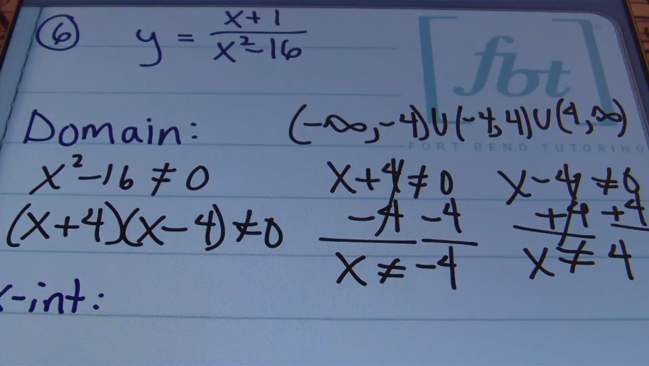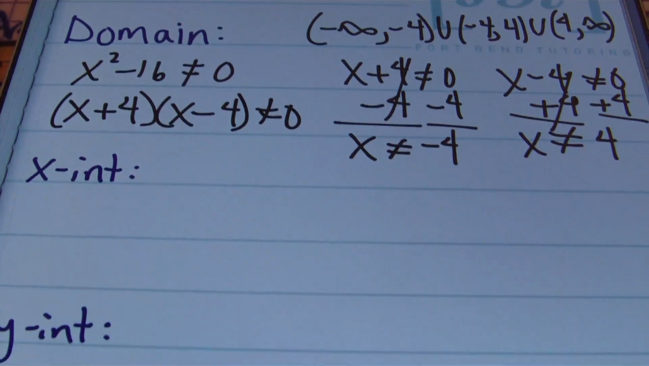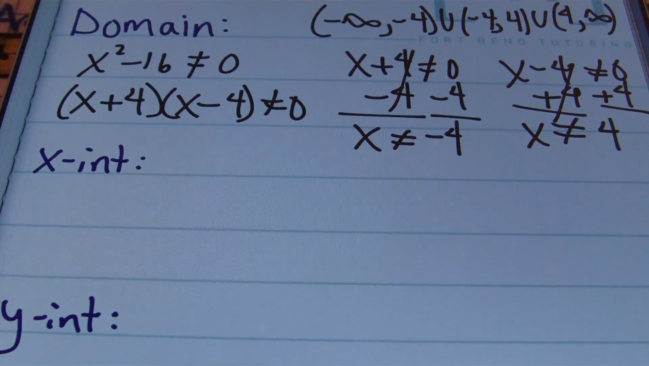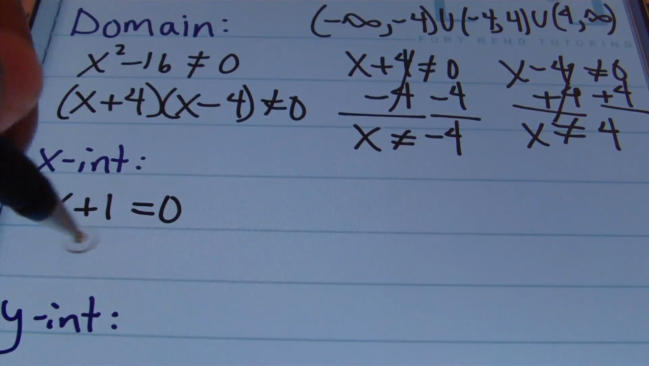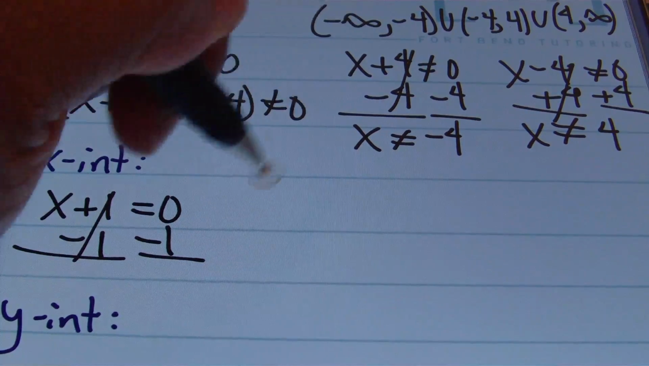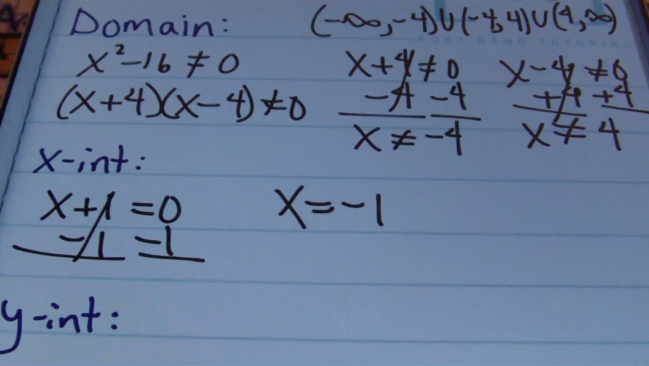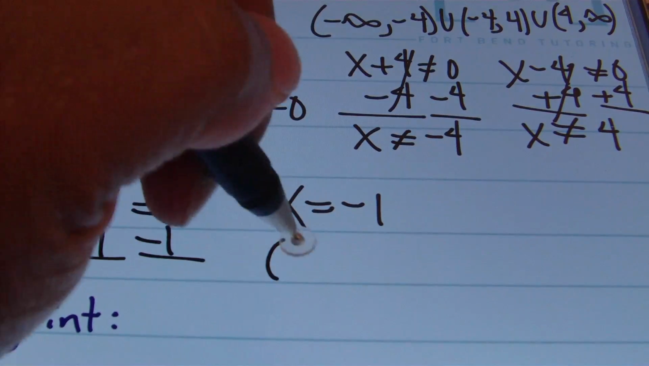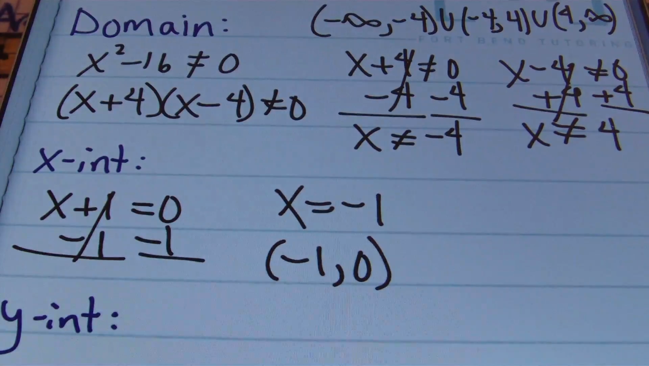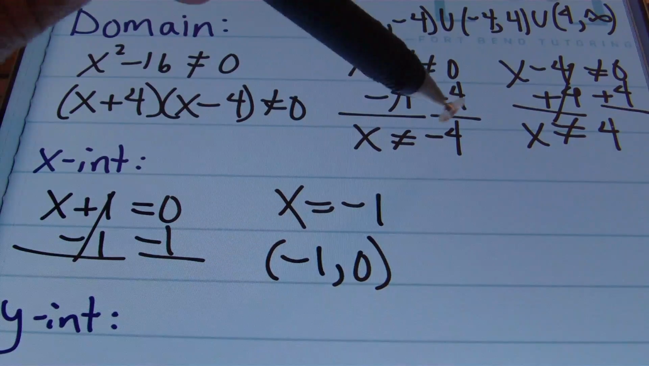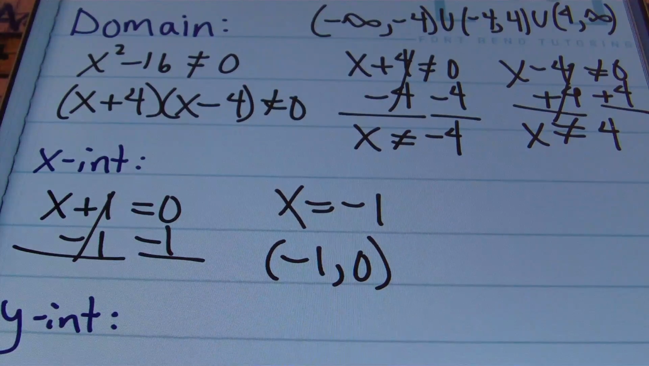Knowing that, in order to find out where our x-intercept is, we simply set the numerator equal to 0 and solve for it. So I have x plus 1 equals 0, and then I'll solve for that by subtracting 1 from both sides. I find that x equals negative 1. So as an ordered pair, our x-intercept is negative 1, 0. We know that this intercept is good because it doesn't violate our domain. The only values excluded from this problem were x equals negative 4 and x equals positive 4, and since we end up with negative 1 as our value for the x-intercept, it's good.